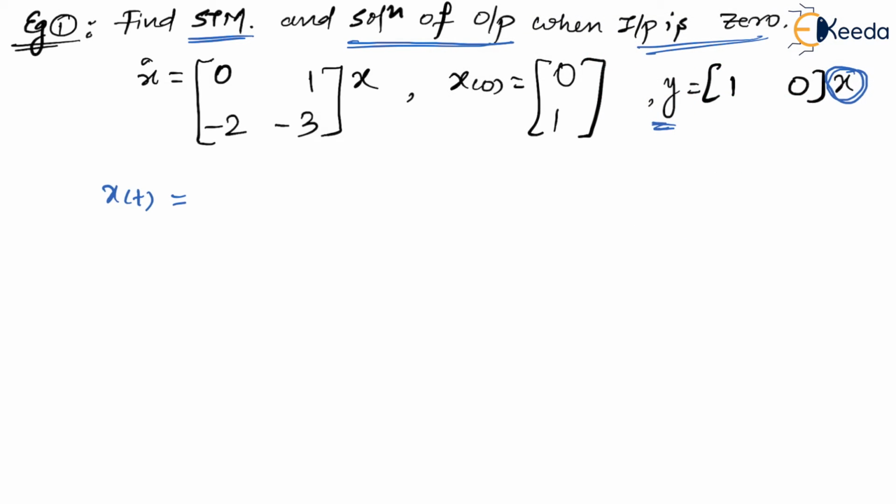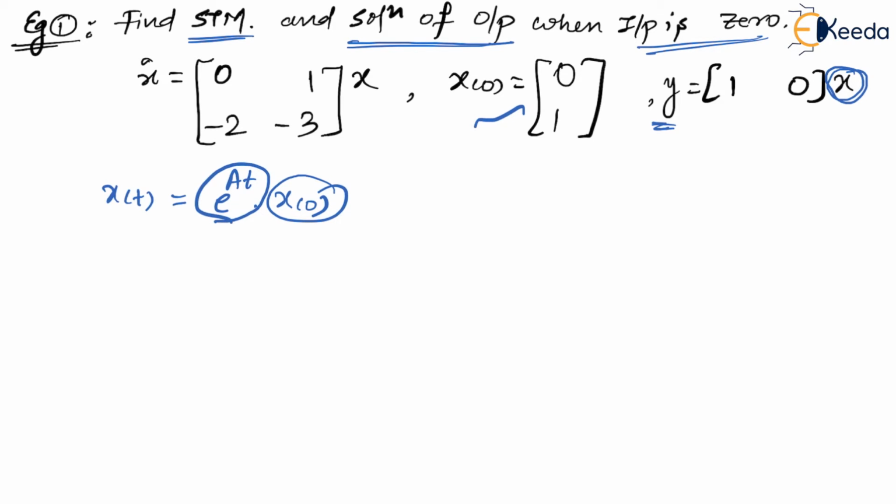So it is going to become e to the power At into x naught. You will get the real feel of e raised to At now. Don't worry, you will understand that, and at the end we will draw a very beautiful observation out of it. You will love it. Anyways, x of t equals e to the power At into x naught. Is x naught given? Yes, x naught is given.